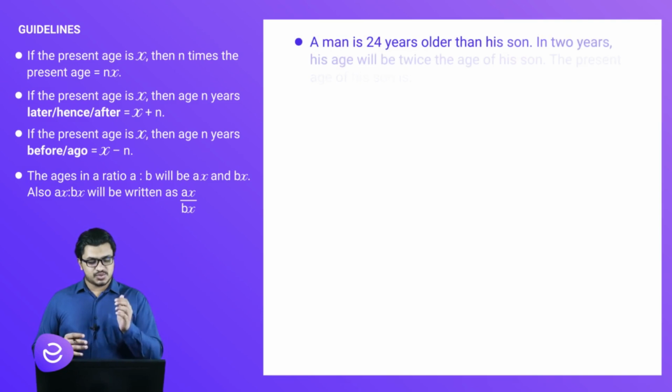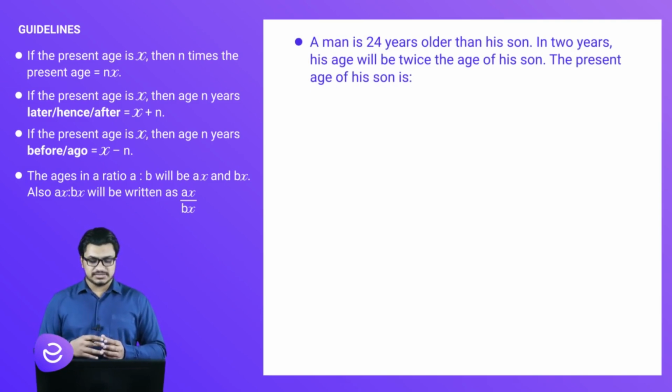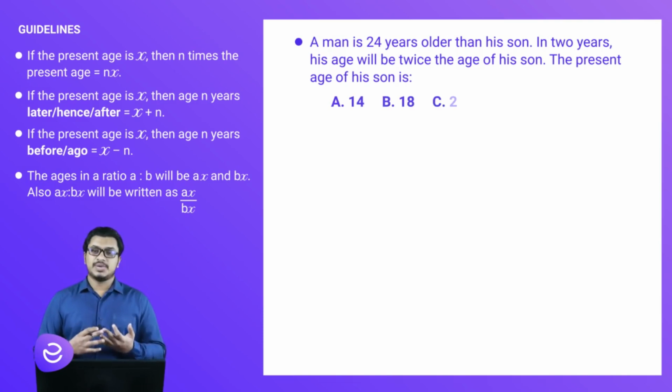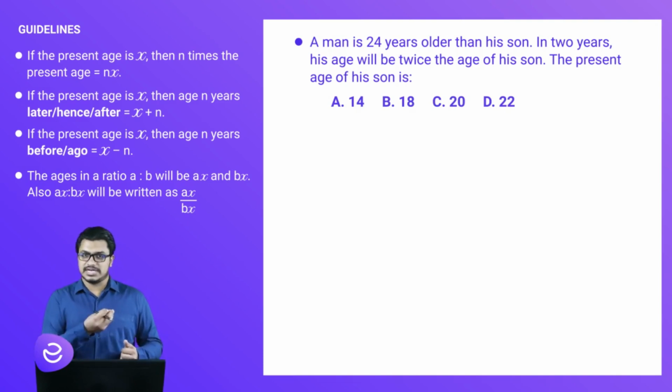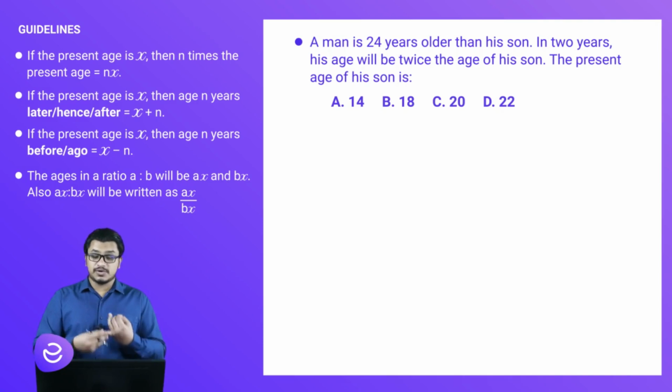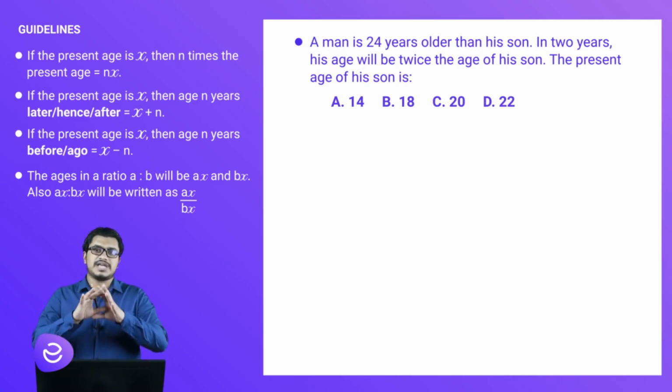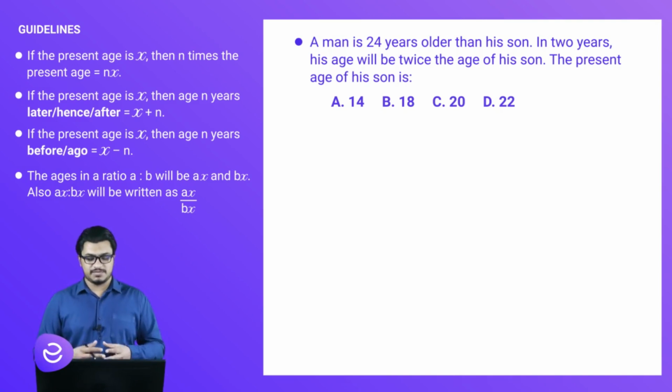A man is 24 years older than his son. In 2 years, his age will be twice the age of his son. The present age of his son is dash. The answer options are 14, 18, 20 and 22. So here we have a problem where we need to find the present age of the son. We don't have the present age of the son, we don't have the present age of the man, we don't have any definite numbers, we just have some information. So we'll work with the information.